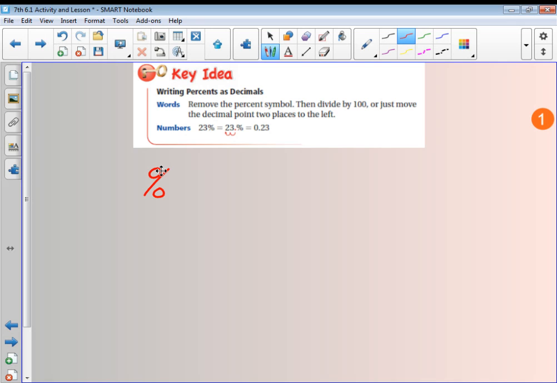If you were to piece that apart, you have a straight line and two circles that make up this shape for our percent sign. So that means of 100. So 23% is the same as 23 hundredths, which looks like this as a decimal, 0.23.